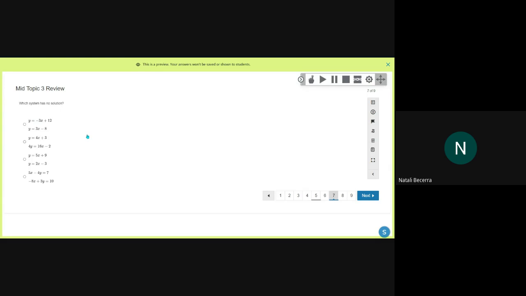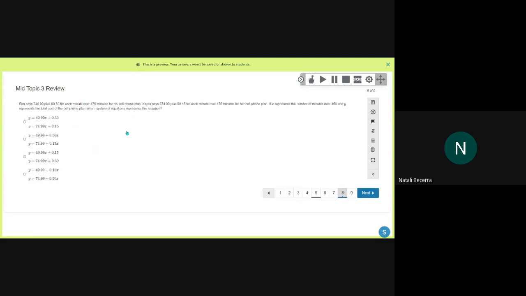If they're parallel lines, then that means there is no solution, right? If they intersect, that's not my answer because that means that they have one solution. And then if they're the same line, that's also not my answer because it has infinite solutions. Also, another way you can do this is whenever you solve for y, look at the slope. Parallel lines have the same slope. So if they have the same slope, then that is your answer.